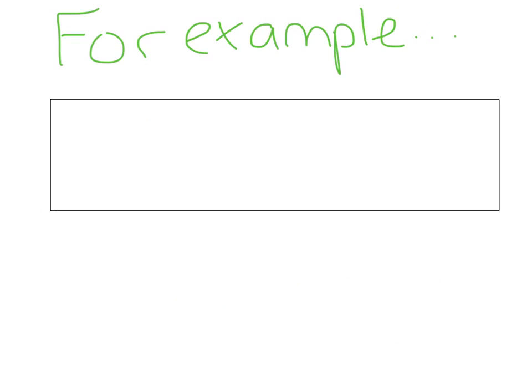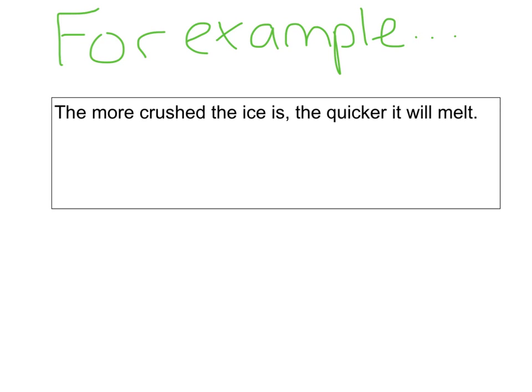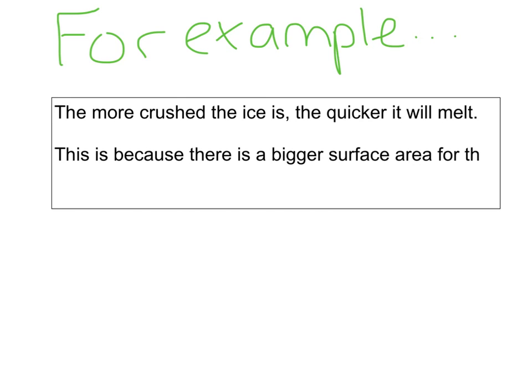So I come up with a hypothesis. My hypothesis is a statement that says the more crushed the ice is, the quicker it will melt. But I need to add a bit more because I've done a bit of research. So I can say that this is because there is a bigger surface area for the heat to reach the ice and melt it.